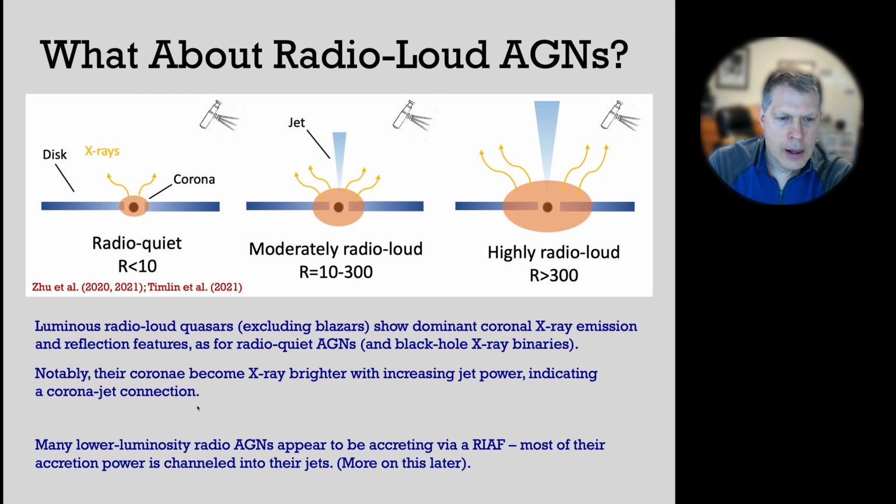Now, for the lower luminosity radio AGNs, the so-called radio galaxies, for example, where you don't have this luminous quasar component present, many of these appear to be accreting via one of these radiatively inefficient accretion flows that I alluded to earlier on. And for these, most of their accretion power seems to be channeled into their jets. And so we'll say more about this later when we start talking about jets. But for now, this will have to do for the radio loud AGNs. There's clearly much more that can be said here. And if you're interested, I encourage you to check out the literature.